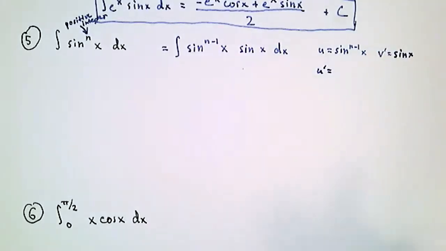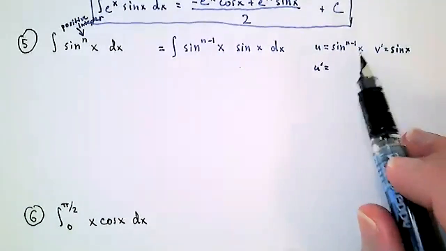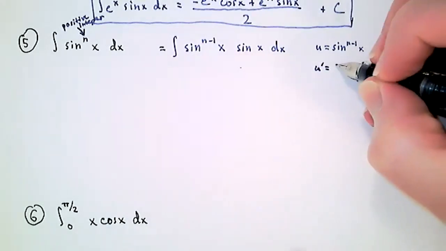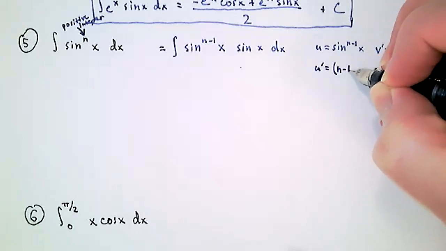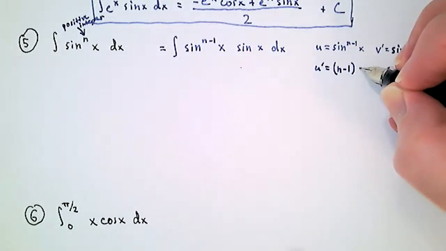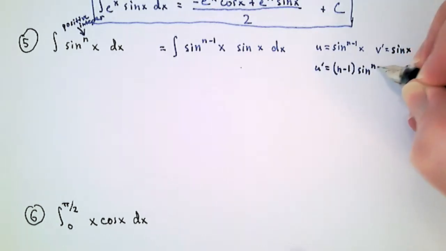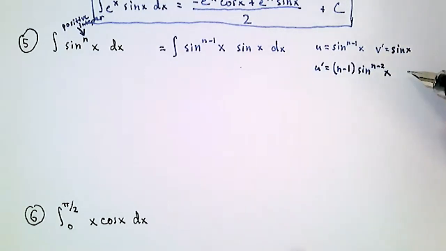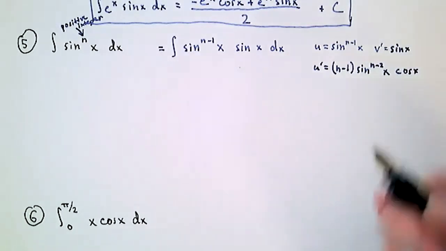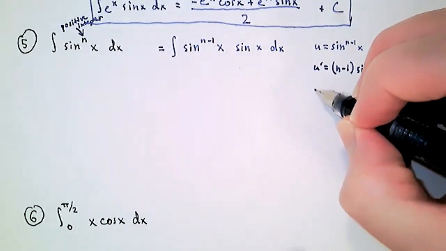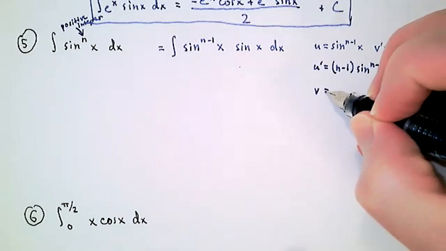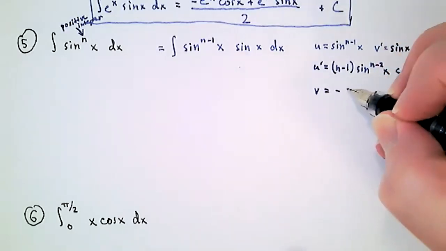So u prime will have to use the power rule and the chain rule. So we need to bring the power to the front and decrease it by 1. We get an n minus 1, and then sine to the n minus 2 of x, and then the inner derivative is cosine. I'm running out of room here at the edge of my paper, so let's just write v below it. If v prime is sine, then v should be negative cosine.